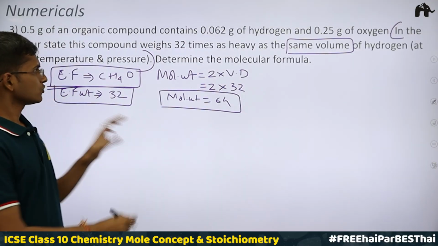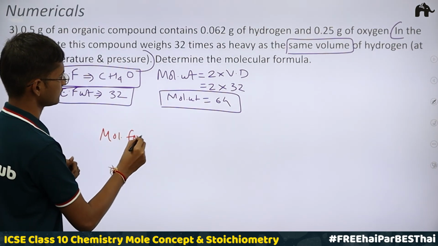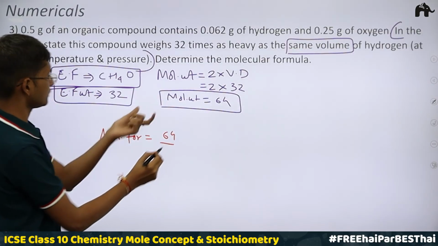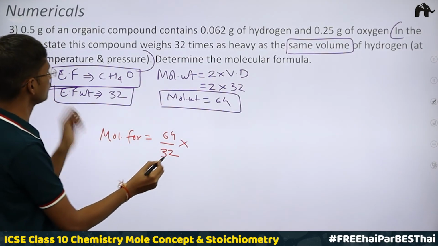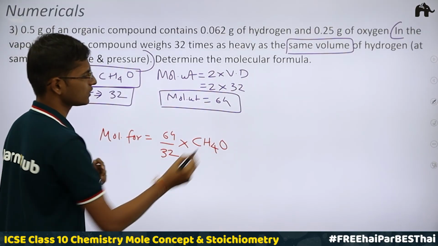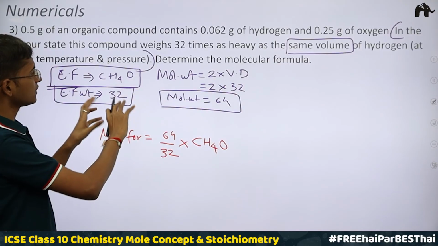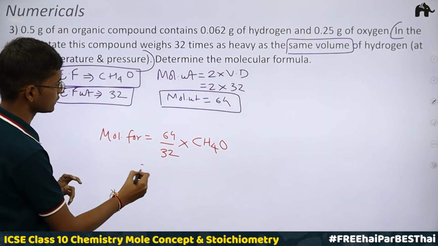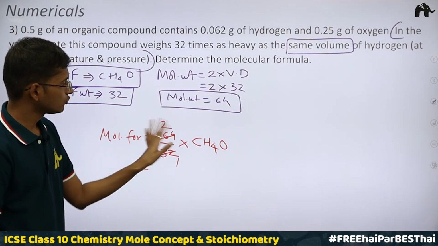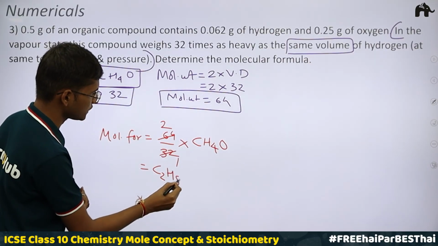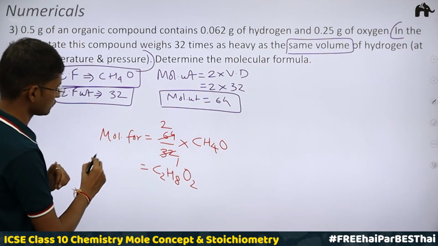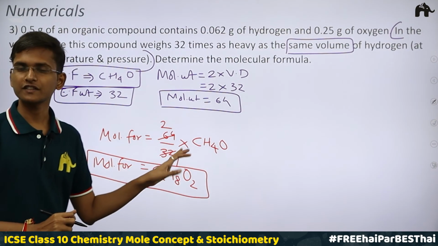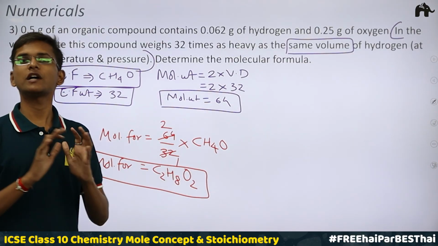Molecular formula is equal to molecular weight upon empirical formula weight, into empirical formula. I'm not writing the formula now, as I have written it so many times. I have directly substituted the values in the formula. So 32 1s are 32, 2s are 64, 2 into C is C2, H8 since 2 4s are 8, and O2. So this is our molecular formula. It was quite lengthy, but yes, it was interesting. It tested the concepts which we have learned so far.